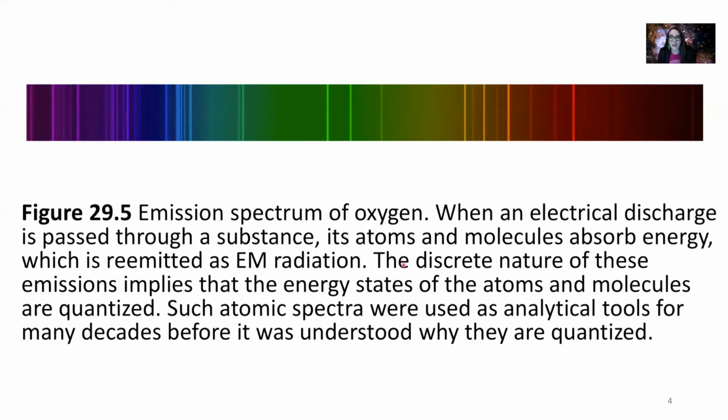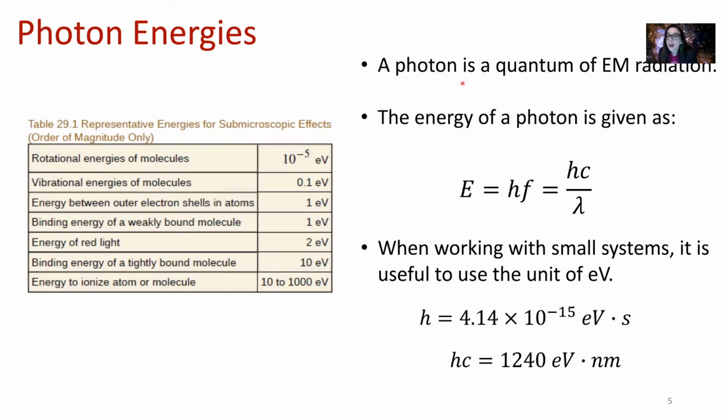So this implies that the energy states of the atoms and molecules are quantized. In particular, the energy of the emitted photon that creates these distinct emission lines is equal to the energy difference between the higher energy state and lower energy state of this oxygen gas whenever it's excited by this electrical discharge. So these atomic spectra that show us these distinct spectral lines are very important analytical tools to help us understand that energy is quantized. You can think about a photon as being a quantum of electromagnetic radiation.